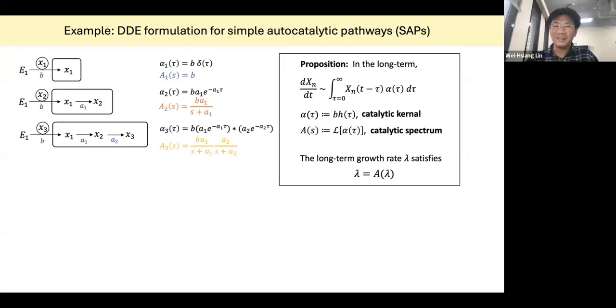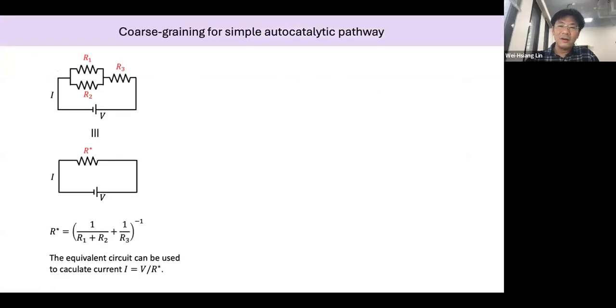Okay, thank you. Let me go back. So we have 2 models now that can solve for lambda, the long-term growth rate. One is the ODE, very simple, finding the eigenvalue. The other is the DDE, which needs a little more time, but also finds the same answer. But why do we need it? I would advocate that the DDE facilitates understanding the coarse graining of the system.